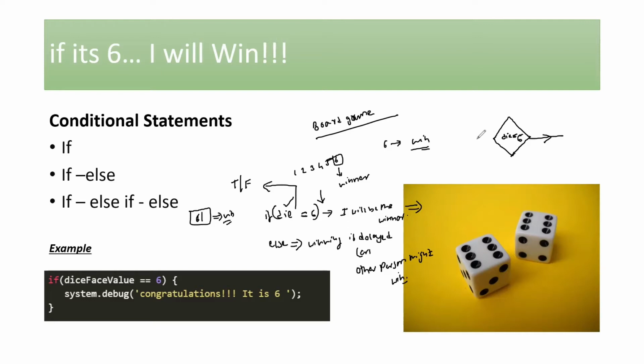Now it has two outcomes. Either it could be true. If I roll the die, the outcome could be 6 or it could not be 6. So if the die value is 6, then I'll be declared as a winner. If that is not the case, maybe I'll continue the game, right? So this is how the process would go. So if you see here, we have a true outcome and a false outcome.